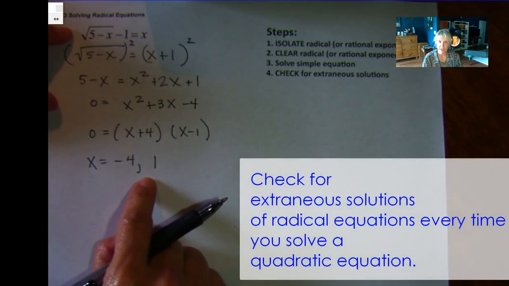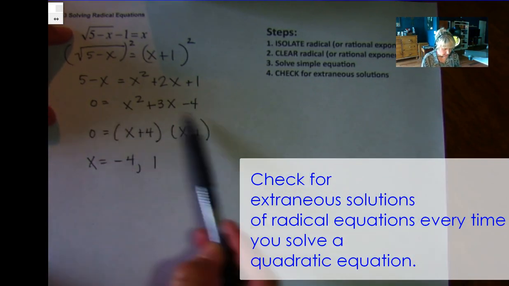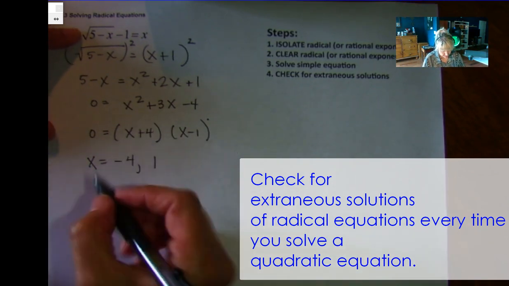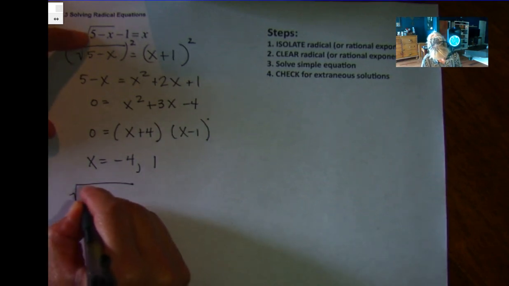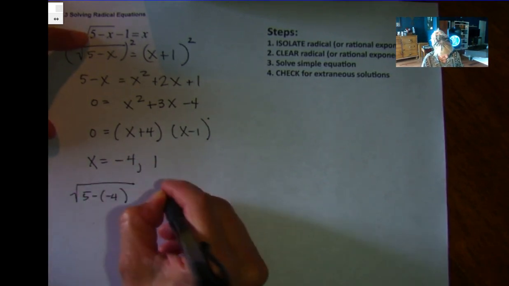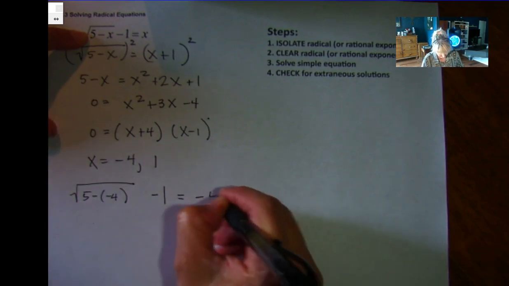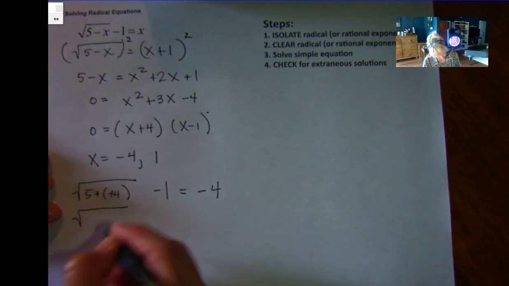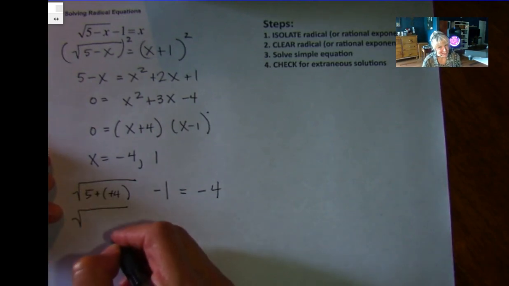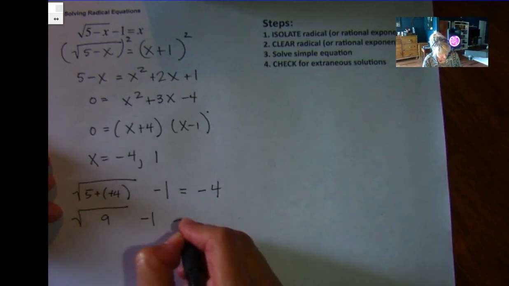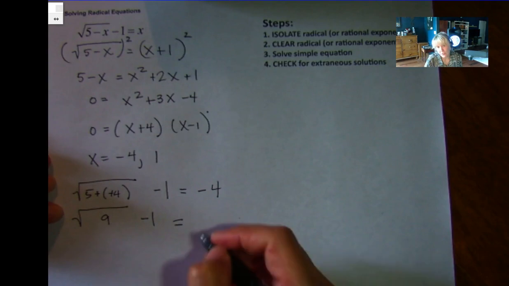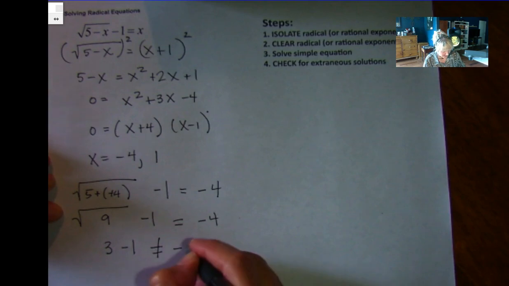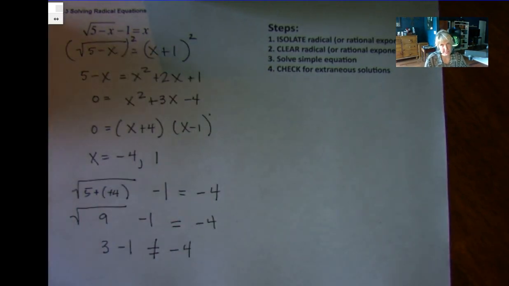Let's go ahead and check for extraneous. A good rule of thumb is anytime you have a quadratic, check for extraneous solutions. So we are going to have the square root of 5 minus a negative 4, minus 1, and that should give us a negative 4. So if you notice, we are going to have our order of operations. That's a 9. The square root of 9 minus 1 should equal a negative 4. 3 minus 1 does not equal a negative 4. So we know that's extraneous.